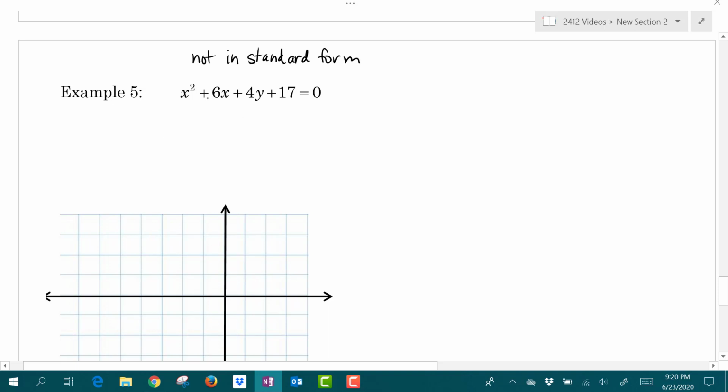Alright, when we look at this equation, we do see that we have an x squared, and y is not being squared. But we also notice that we have an x to the power of 1. We don't have the parentheses. This does not look like the standard form.